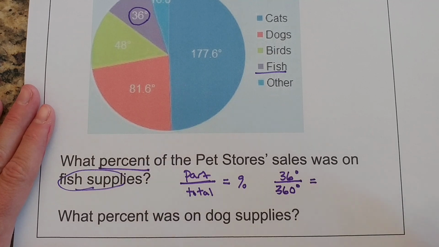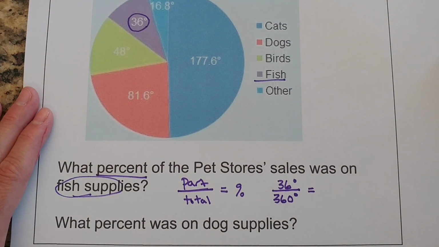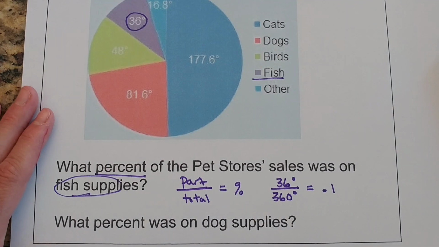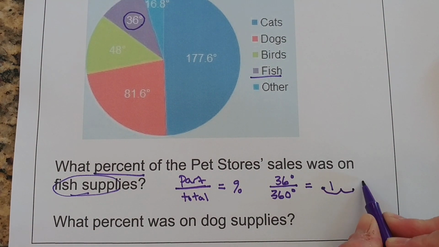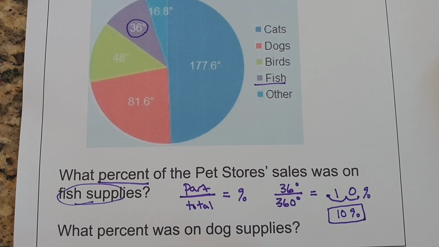Now let's divide and change this into a percentage. If I divide on my calculator 36 divided by 360, I get 0.1. Now of course that's a decimal, we'll have to change it to a percent. So we're going to move the decimal, add a percent sign, and this becomes a 0, and that looks like 10%. 10% of the sales at a pet store was on fish supplies.